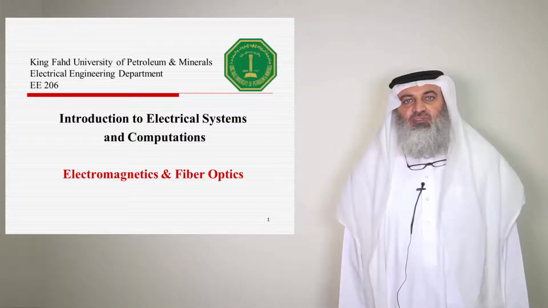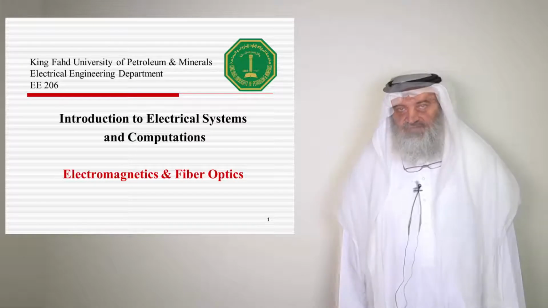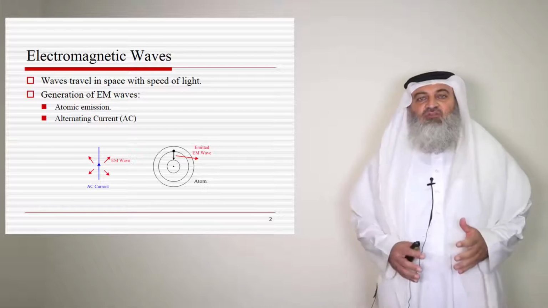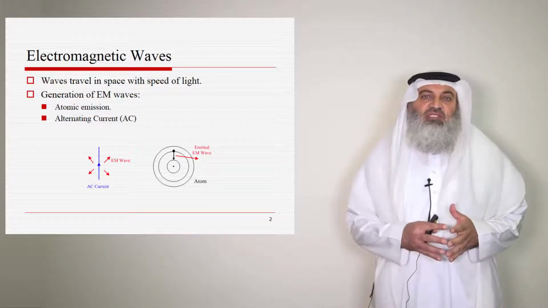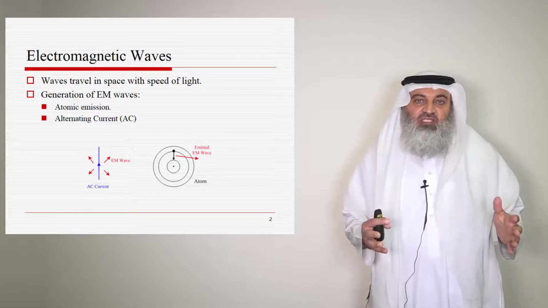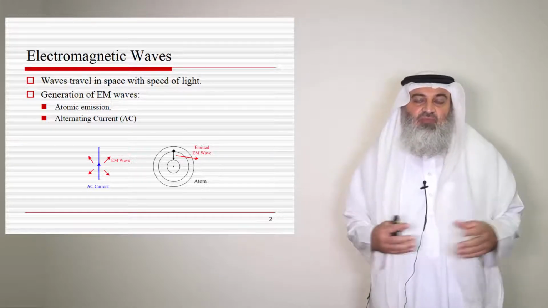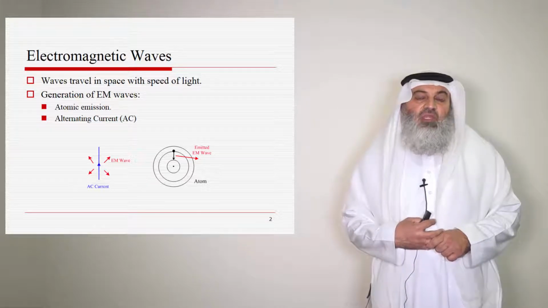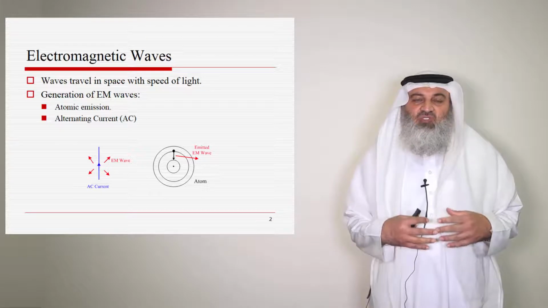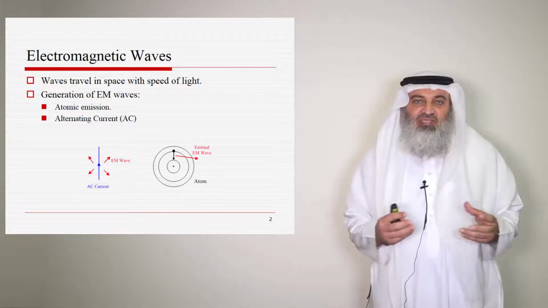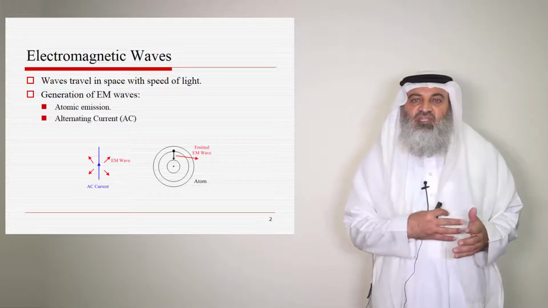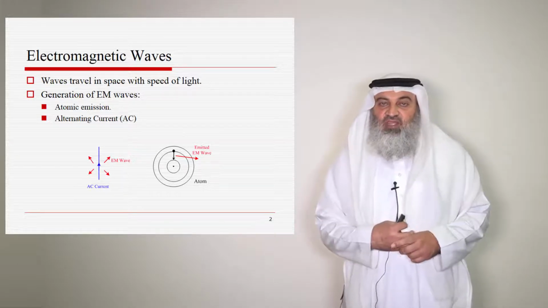We start with the subject of electromagnetics. And let's start with electromagnetic waves. These are waves that travel in space with the speed of light. Now they travel in space. In fact, they travel in vacuum also. They are not like sound waves, which are mechanical waves, which need some particles. They use the particles of the media to travel. No, electromagnetic waves travel in space with the speed of light.